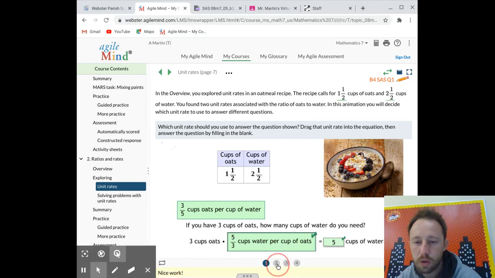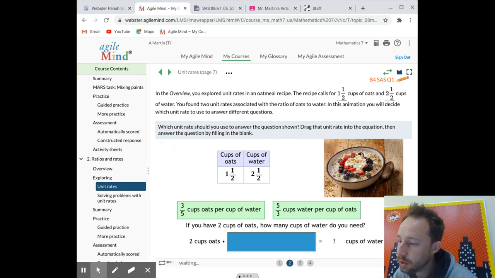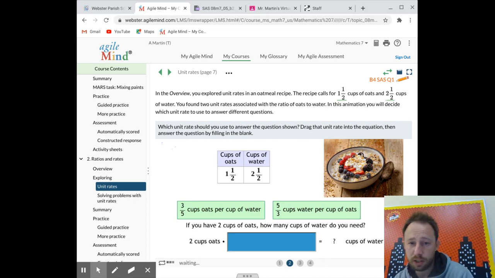All right, page 2. Remember, while we're doing this, this is all question 1, parts A through D in your workbook. So make sure that you are doing that now. So it says, which unit rate should you use?